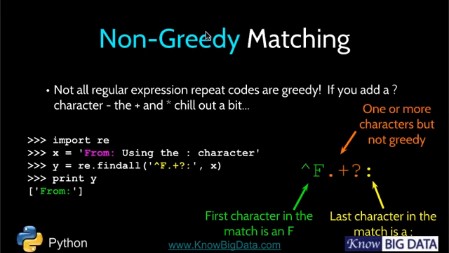Find means it will find the first one. Find all means it will find all occurrences of a pattern in the input text. So it basically does this. Text is a string containing this text and containing from colon use colon character, and then find all is saying find this pattern in this.